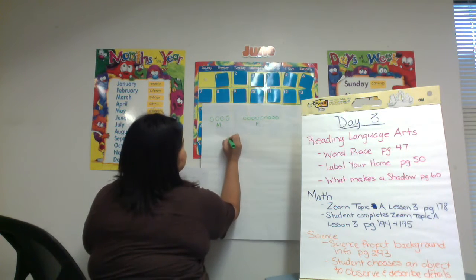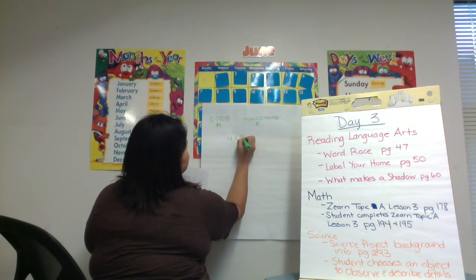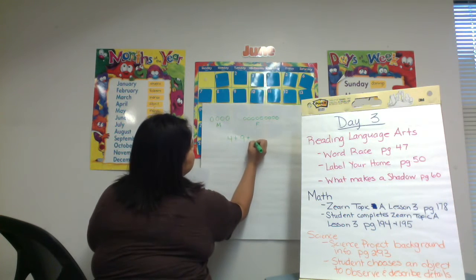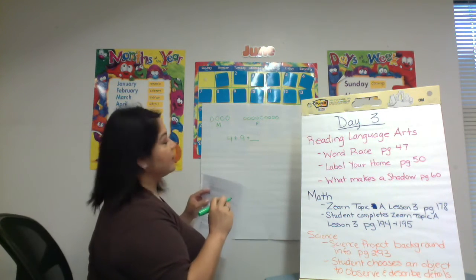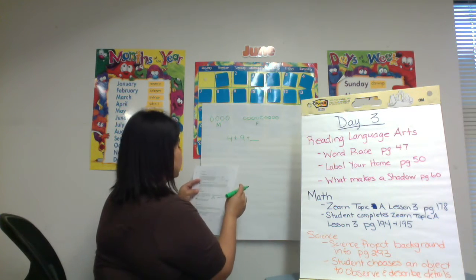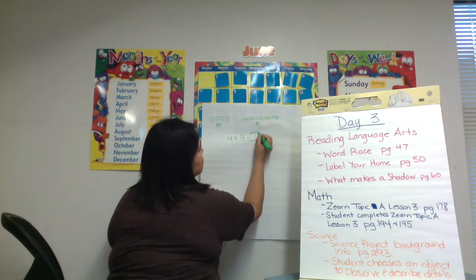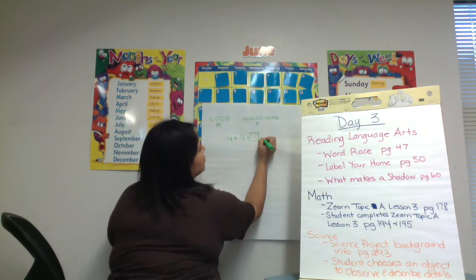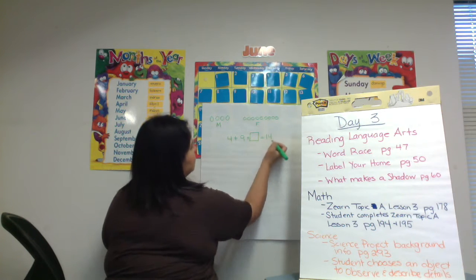Now we're going to do a number sentence. 4 plus 9, right? That's what they gave us. Plus, we don't know how many the sister gave him, so we're just going to put a line, or you can put a box, so we know that there's a missing number there. And then it's going to equal 14, okay?